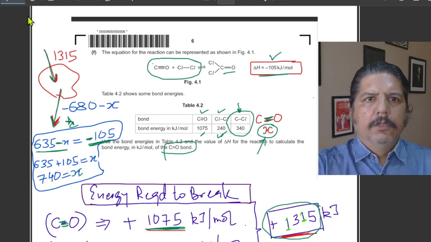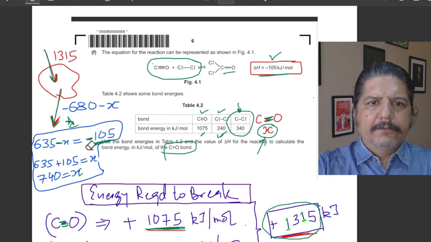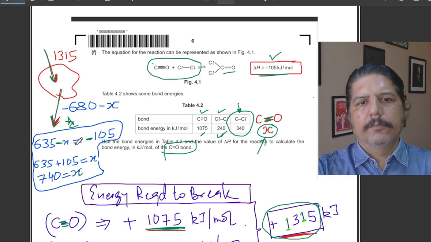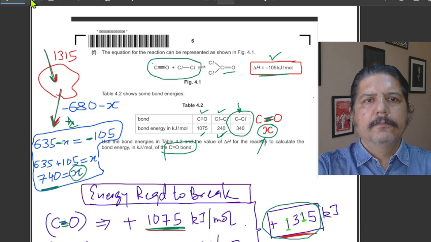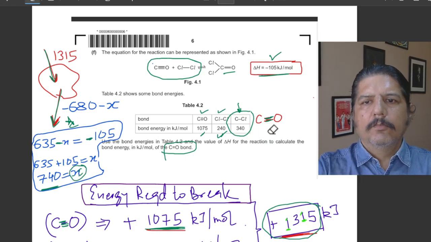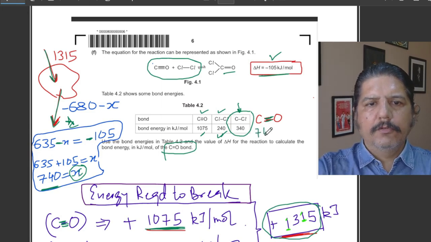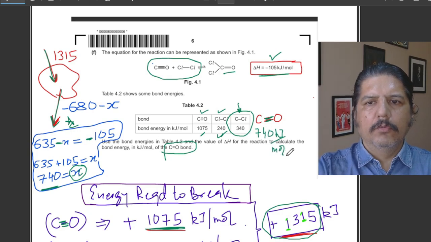So when I calculate the value of X, using basic maths, 740 is the value of X. So the bond energy for C double bond O is 740 kilojoule per mole.